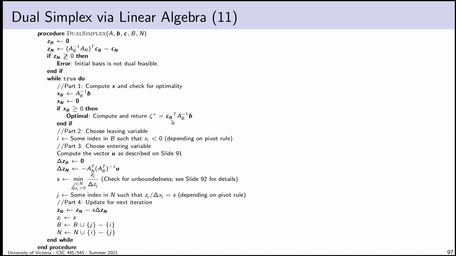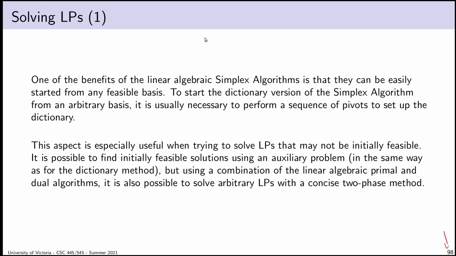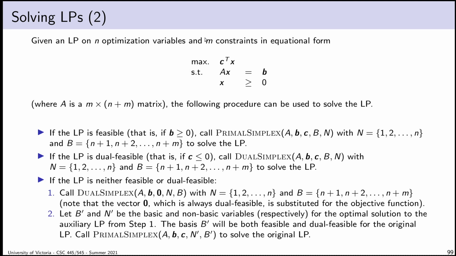One interesting thing about these linear algebraic methods is you can start them from any basis you want by just handing over the indices of that basis. That means that if I have an initially infeasible LP, and I find some way of finding the indices of a feasible basis, that by itself is enough to start up the simplex method. So the question is, how do we solve LPs in general using these linear algebraic representations? Given an LP that's already in equational form, because we know by now that's something we can easily put it into, how do we solve it?